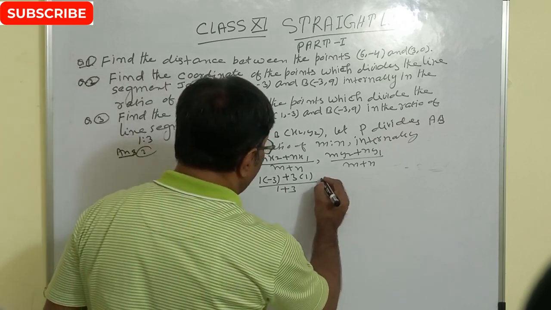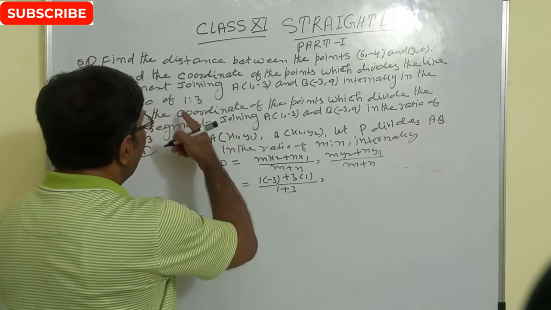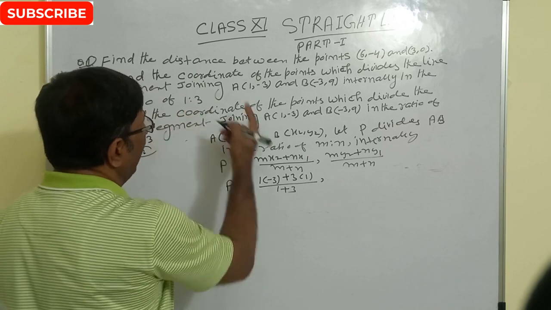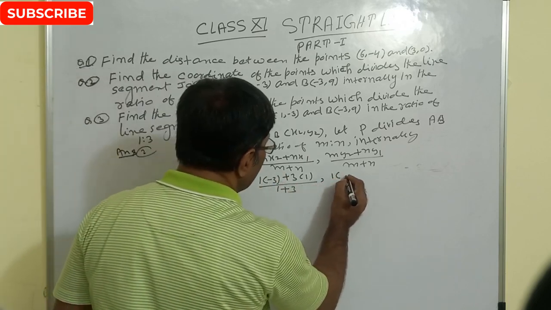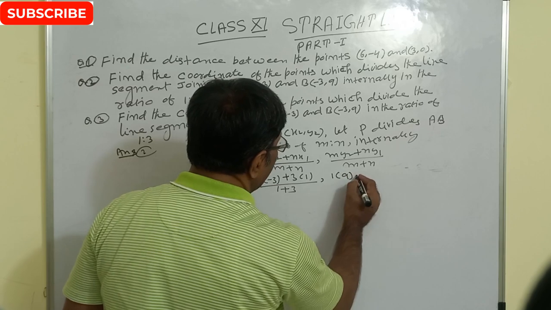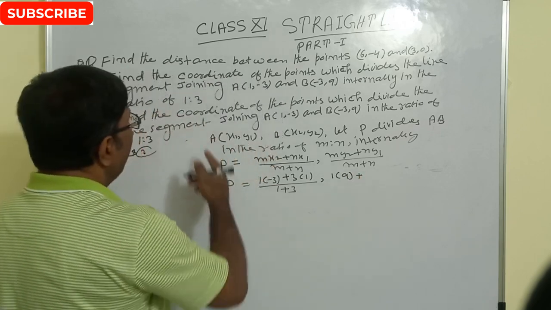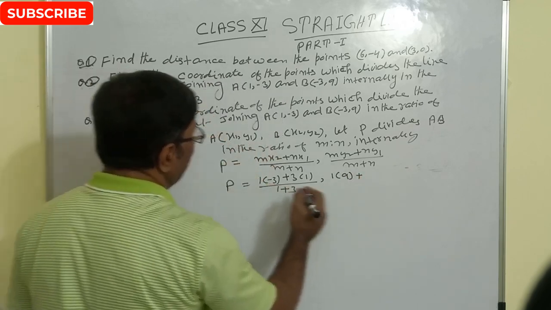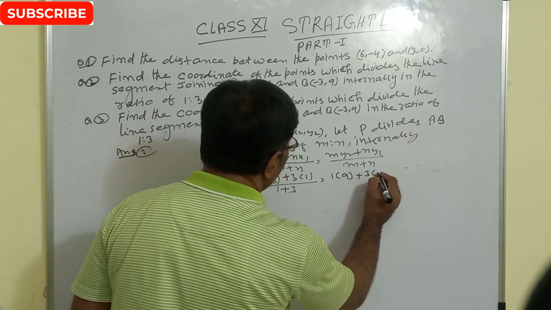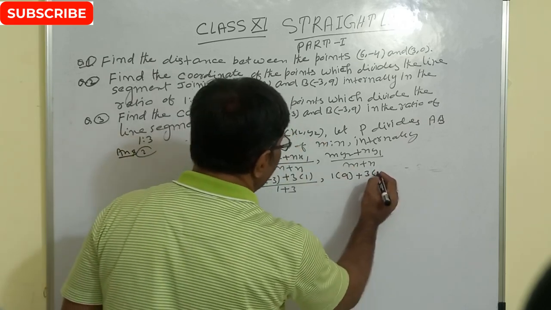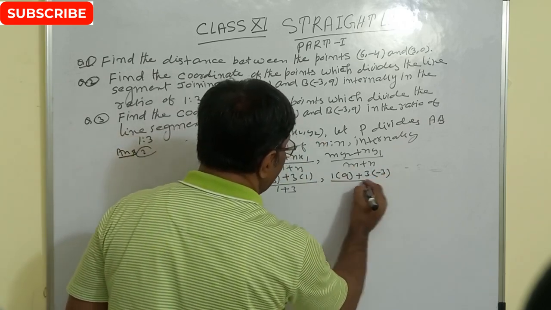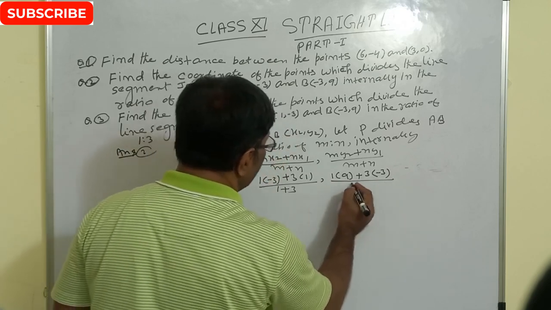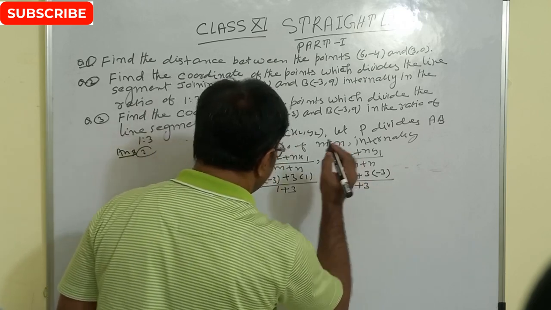Now what is the y coordinate? Again you see m into y2, that is 1 into 9. So this is 1 into 9 and plus n is given 3. So 3 into y1. y1 is minus 3. So this is minus 3 divided by the sum of the ratio, that is 1 plus 3.